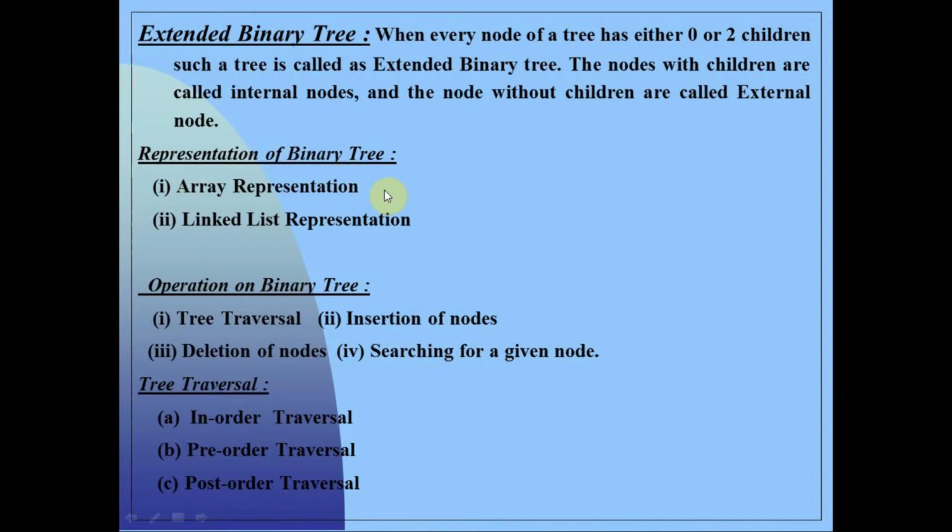What are the representations we are going to study for a binary tree? Array representation and linked list representation. The next one, operations on a binary tree. What are the operations? The first one, tree traversal, then insertion of a node, deletion of a node, and searching for a given node. Next, tree traversal. Here we use 3 kinds of process: in-order, pre-order and post-order.